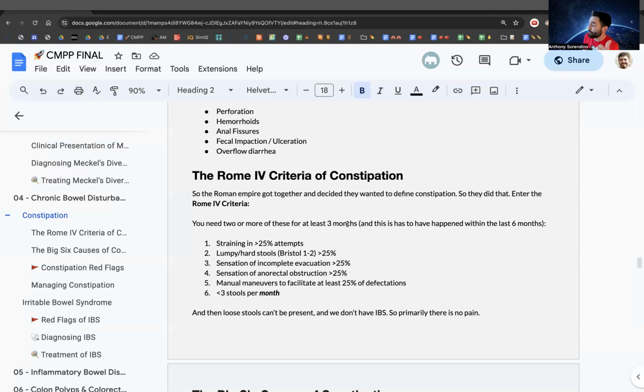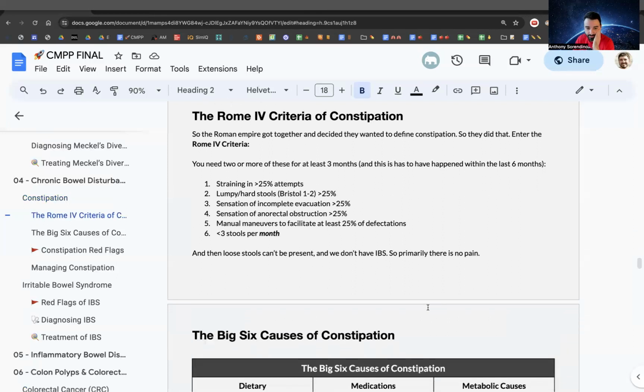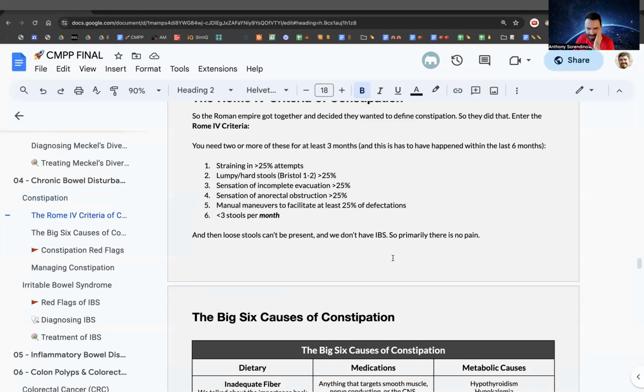I've used mechanical means to clear out my bowels. And then the other one is, I think, I've gone less than 3 times in a month. Yeah, that's it. So you need 2 or more of these for at least 3 months to have constipation. Oh, and you can't have loose stools. This thing never ends. We can't have loose stools, and we don't have IBS.